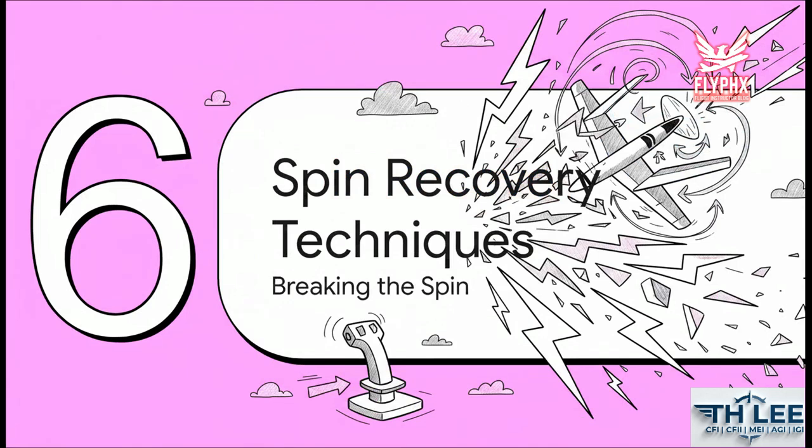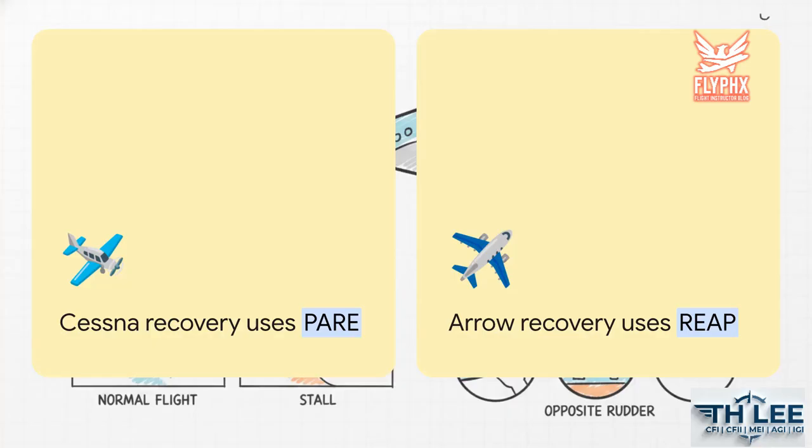Finally, section 6, spin recovery techniques. Let's talk about the exact inputs you need to break that spin and regain control. Depending on what you're flying, you'll use a specific memory aid for your emergency procedures. If you're in a classic trainer, like a Cessna, you'll use the acronym PAIR. If you're flying something like a Piper Arrow, you might use REAP. When you are actually spinning toward the Earth, you do not have time to whip out a checklist, so you need to have these burned into your subconscious.